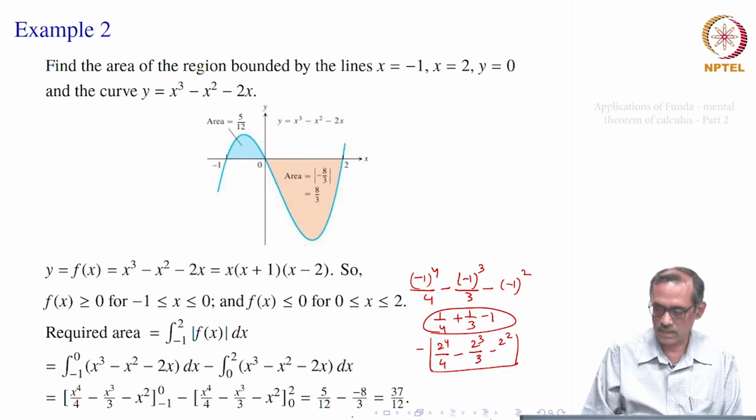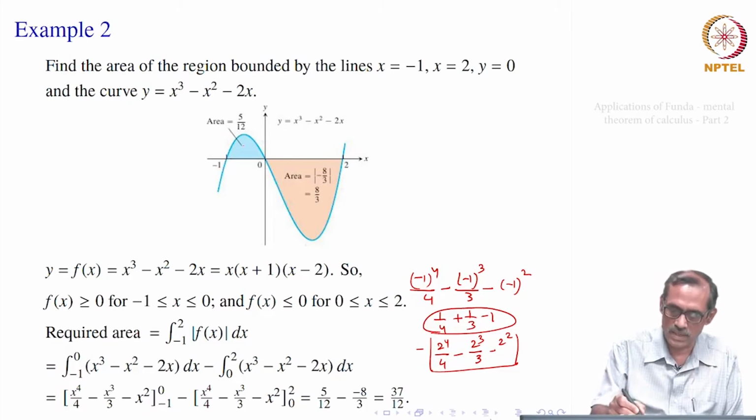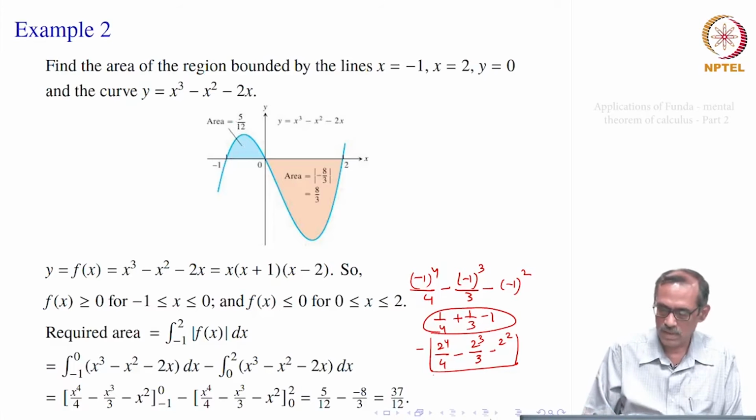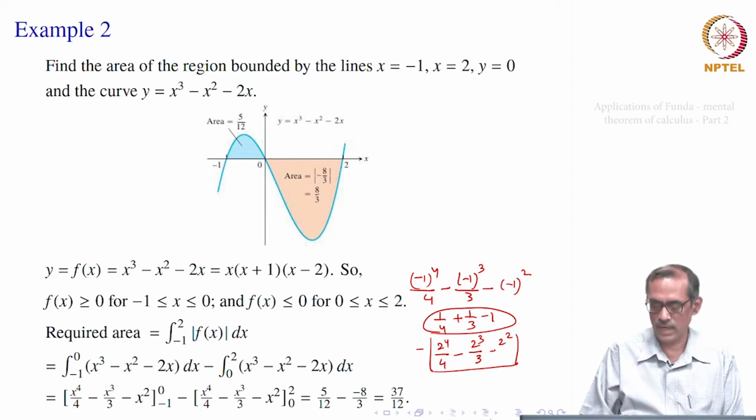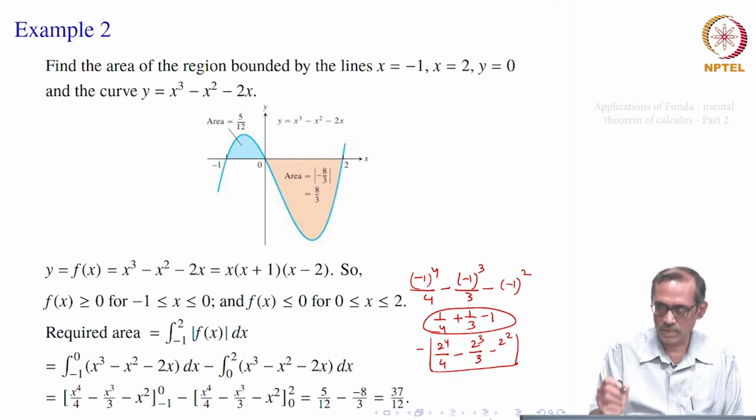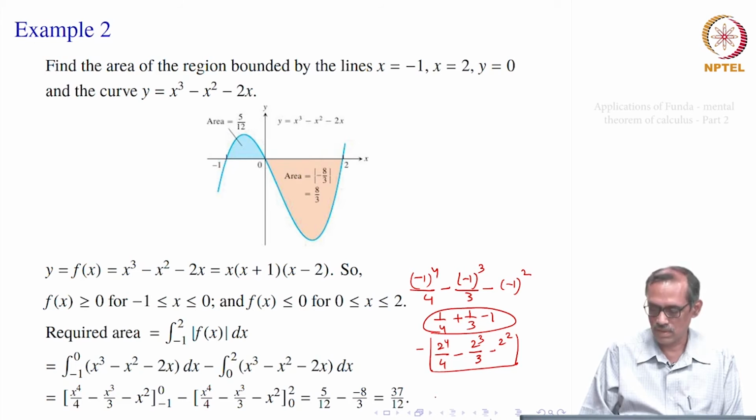8 by 3. So, that means the area here in the blue one is 5 by 12 and the brown one is 8 by 3, right, minus 8 by 3 if you take the signed area. But automatically this minus goes because we have gone mod fx. So, this becomes 5 by 12 plus 8 by 3 which it should, and then you get the area as 37 by 12.